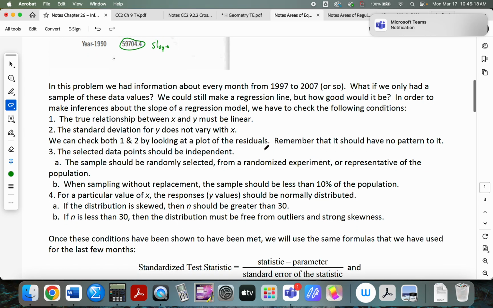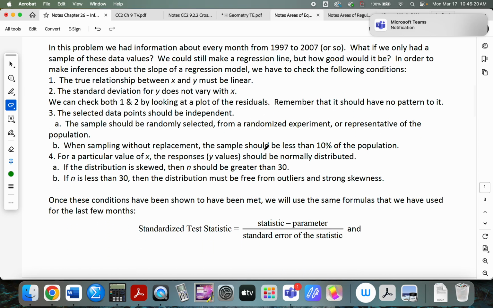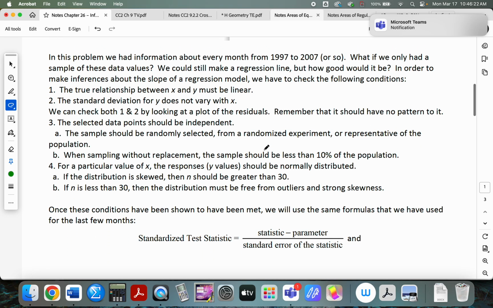All right, so in this problem, we had information about every month from 1997 to 2007 or so. What if we only had a sample of these data values? We could still make a regression line, but how good would it be? So what we're doing now is switching from having all of the data to just having a sample of the data. And then we're going to make an inference.